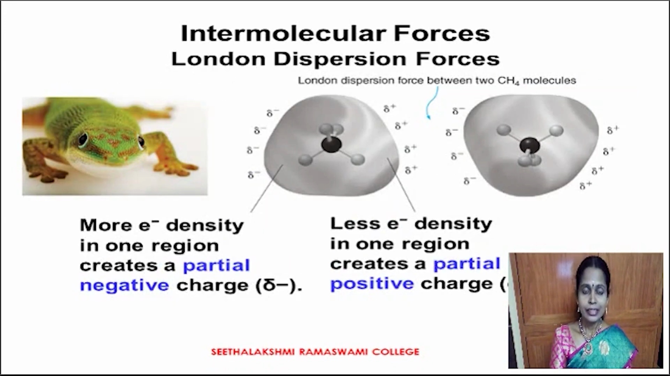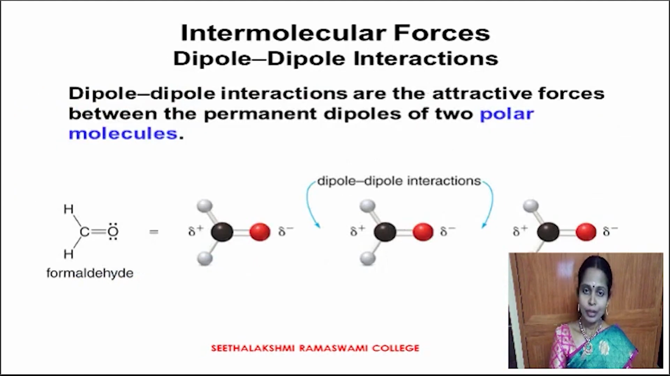Here in this slide, towards the left hand side, we see the picture of a gecko. Geckos stick to the walls. They climb up and down, and this is because of the millions and millions of tiny hairs in the foot which is capable of exhibiting London dispersion forces. Towards the right hand side of the slide, we see two methane molecules and how London dispersion force exists between the two molecules.